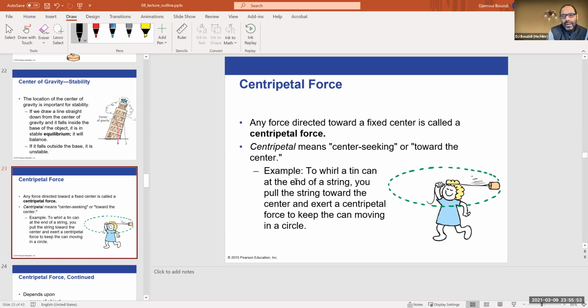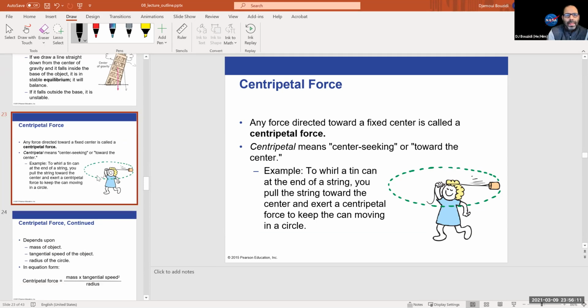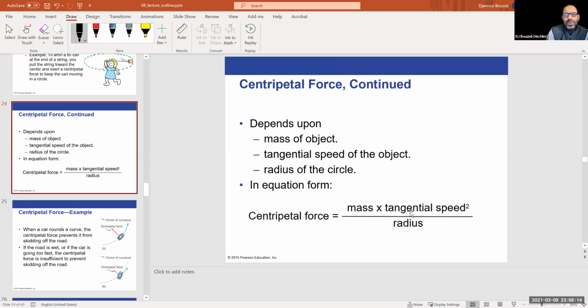To whirl a tin can at the end of a string, you pull the string toward the center and exert the centripetal force to keep the can moving in a circular path. I mean, the can is trying to go away, actually, and you're holding it all the time. So it's actually falling towards you all the time, toward the center of rotation while it's moving, okay? The centripetal force is a force that must compensate for this inertia, which is a mass times the tangential speed. Remember that tangential speed that we talked about, v squared divided by the radius. So it's always the mass times the velocity squared divided by the radius.